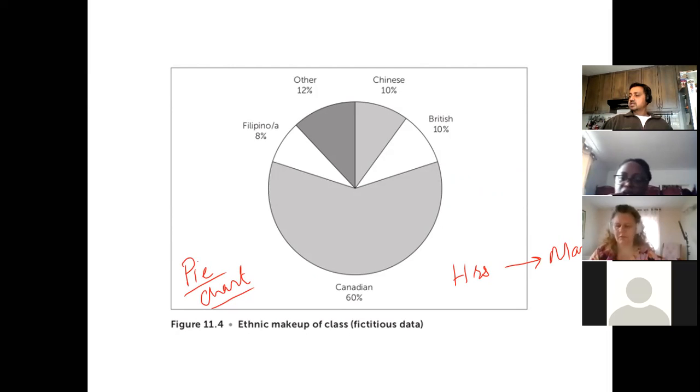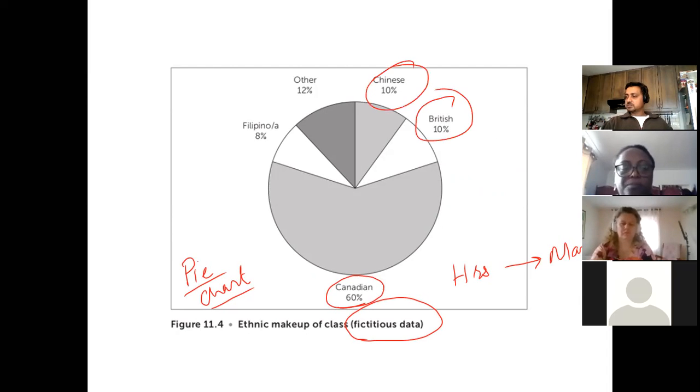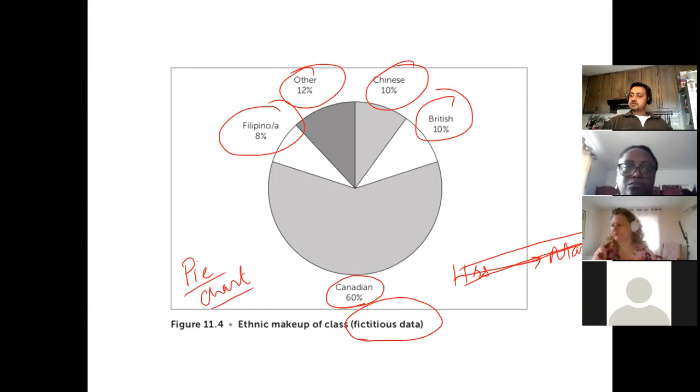So if you're looking at, again, fictitious data, the number of students in my class and what's the breakup. So you have 60% Canadian students, 10% British, 10% Chinese, 10% other, and 10% Filipino or Filipina students. Okay, so a pie chart is more to measure proportional representation of different things. So for example, if you're looking at older adults in long-term care, what was their retirement income? That would also be a pie chart.